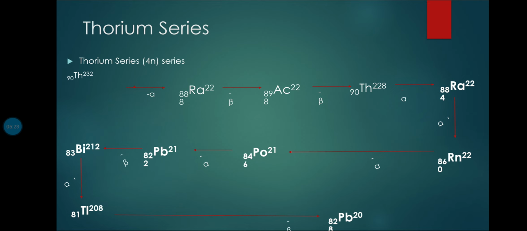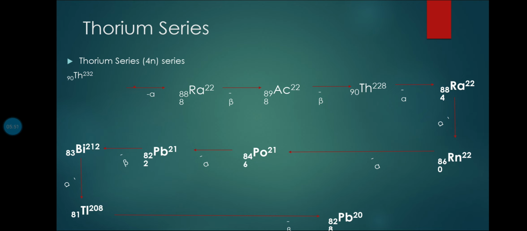Bismuth 212, it emits an alpha particle. By emitting an alpha particle, the atomic number decreases by 2. So 83 minus 2 is 81. 81 is thallium. And at the same time, the mass number decreases by 4 units. 212 minus 4 is 208.